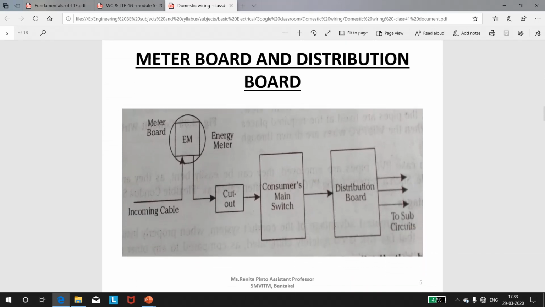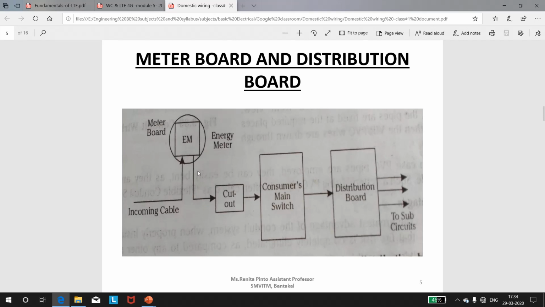So now we have already seen how the connection is done until the meter board. Let us see what happens next. Once the supplier service lines are brought to the consumer's premises, then they have to be connected to the consumer's internal wiring. The consumer is charged for the amount of electricity used, and hence the supplier service lines are connected to the input terminals of the energy meter. So you can see here the incoming cable is given to the energy meter so that the supplier can charge the consumer for the electricity used.